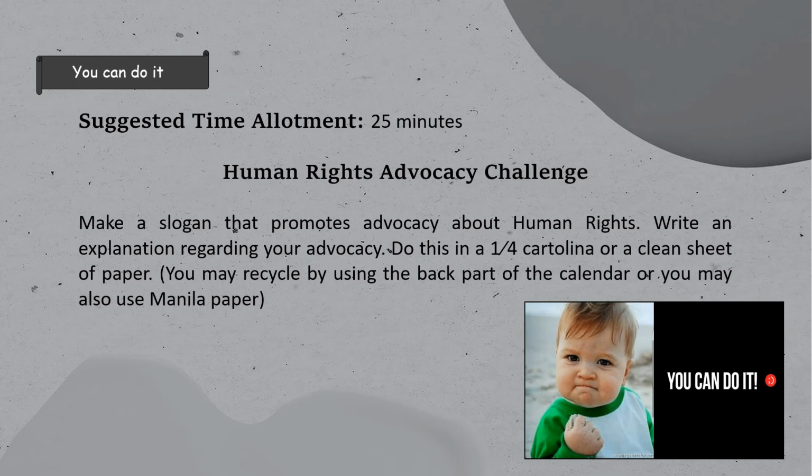Human Rights Advocacy Challenge. In this activity, you are going to make a slogan that promotes advocacy about human rights. Write an explanation regarding your advocacy and do this in a 1/4 cartolina or a clean sheet of paper. You may recycle by using the back part of the calendar, or you may also use Manila paper.